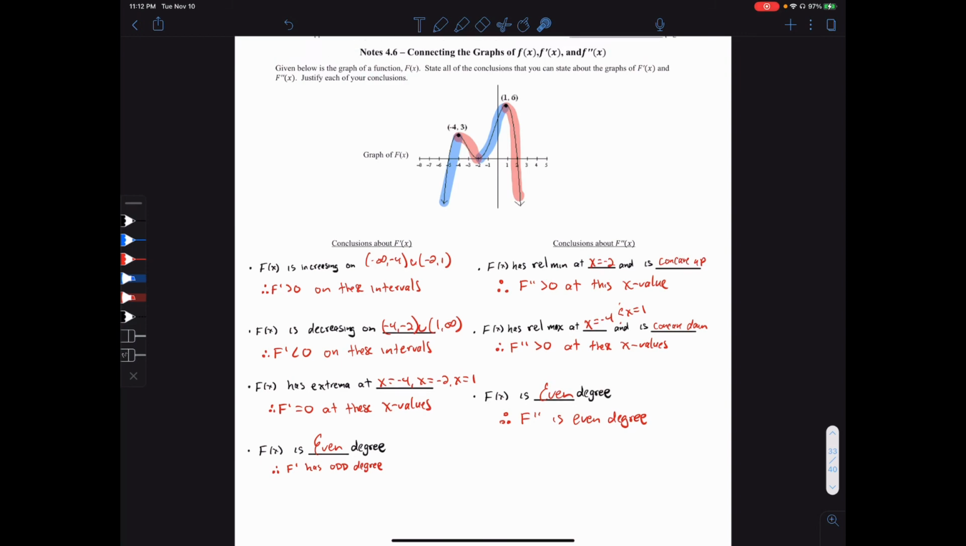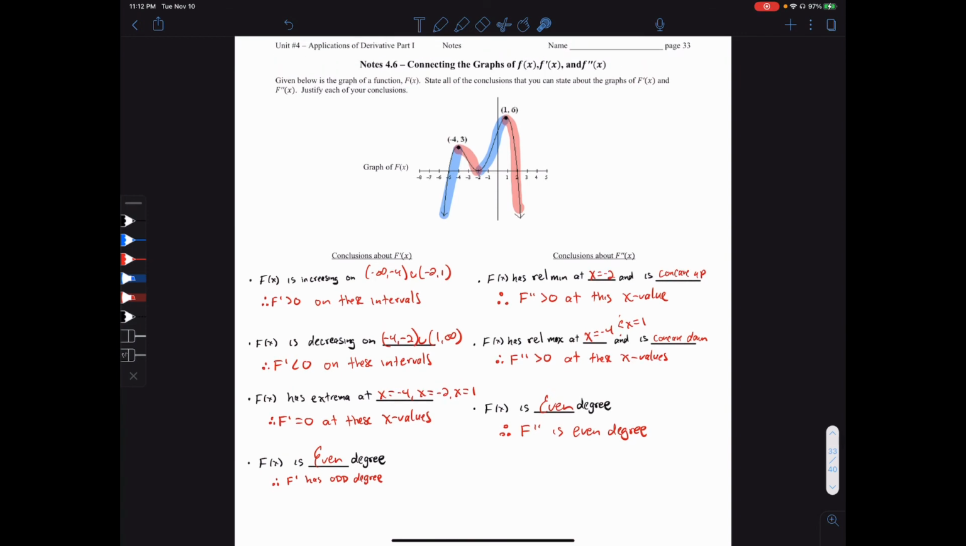So those are some conclusions we can make about this graph, about the first derivative and second derivatives. And the next example, we will look at something a little bit different.